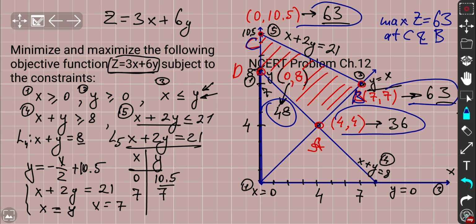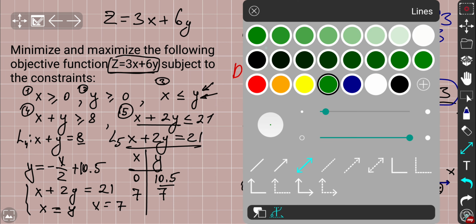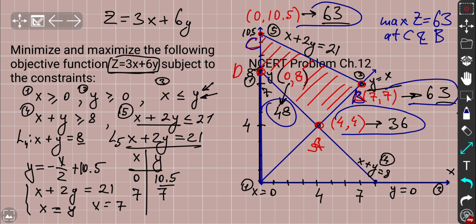So what it means, if the maximum value occurs at two vertices, according to the theorem, it means that along this segment, so right now I'm going to use the green color, so along this segment from C to B, the z value is going to be the same, and the value for that is going to be 63. So it means no matter which coordinates you plug, you can plug this point, you can plug this point, no matter which point you take on that segment, you will always have the value 63.